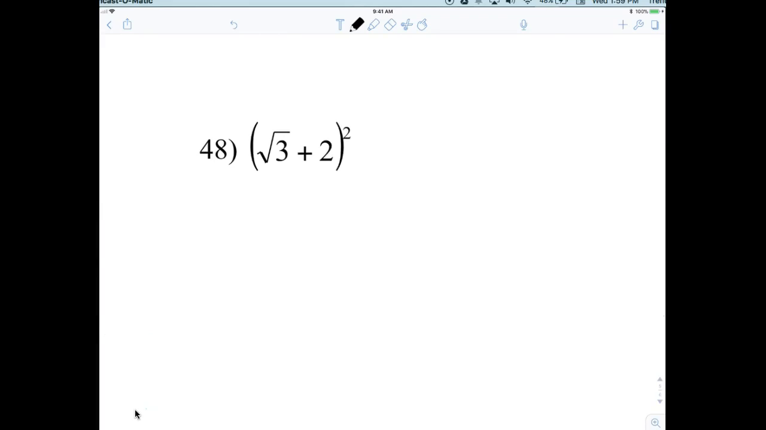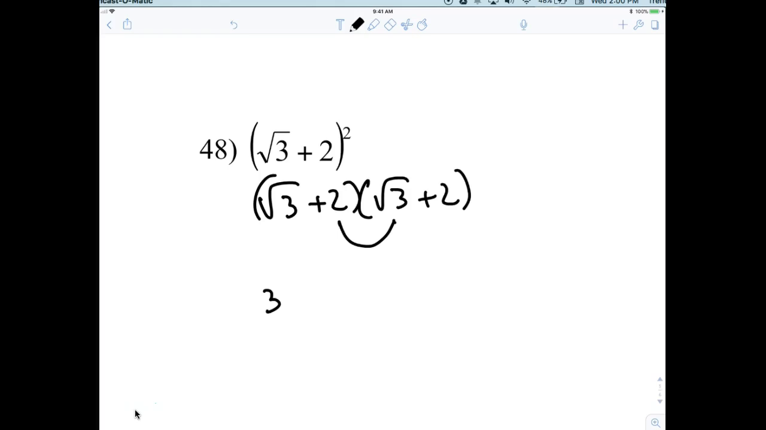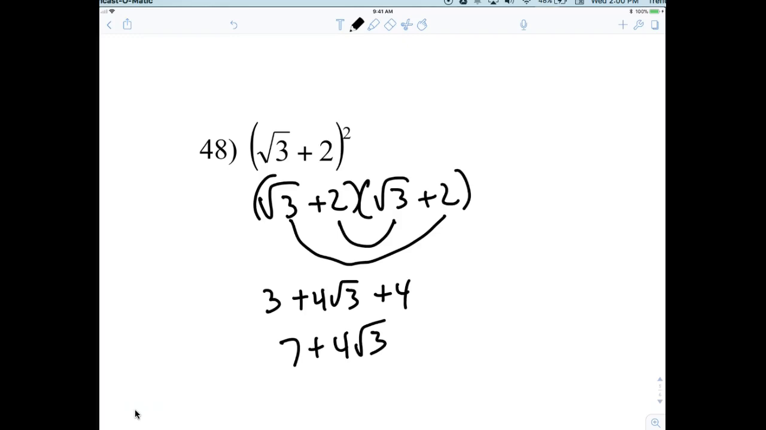Here we go. Number 48. Square root of 3 plus 2, square root of 3 plus 2. All right, square root of 3 times square root of 3 is 3. 2 radical 3. Plus 4 radical 3. Plus 4. 7 plus 4. 4 radical 3, 4 radical 3.